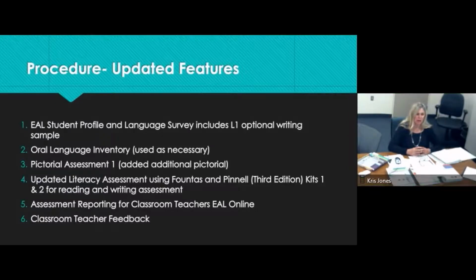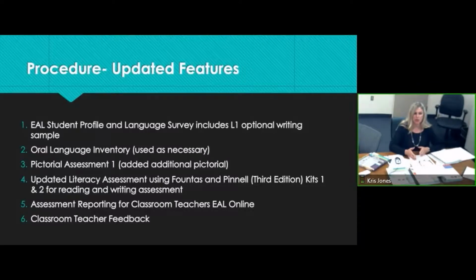The reasoning behind the Fountas and Pinnell is, first of all, that it is EAL user-friendly. It is speaking the same language as the classroom teacher. So if you've been a classroom teacher, this is nothing new to you. These are running records, as we've often referred to them. It is a starting point for understanding where our students are going. Again, we're looking at formative assessment. We're just getting a snapshot picture of where that learner is in their reading.